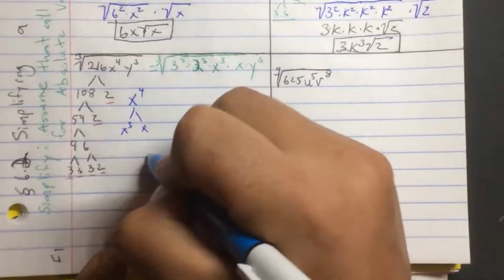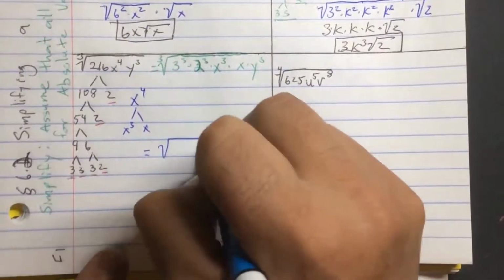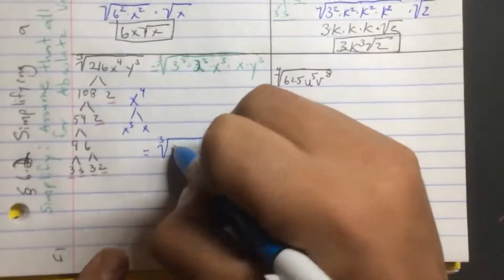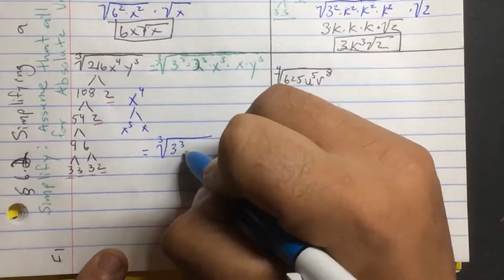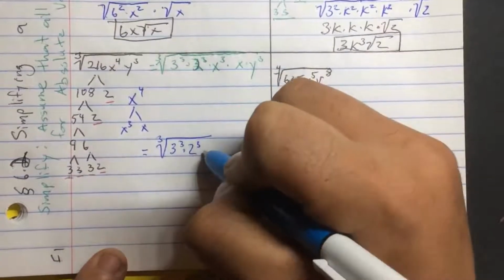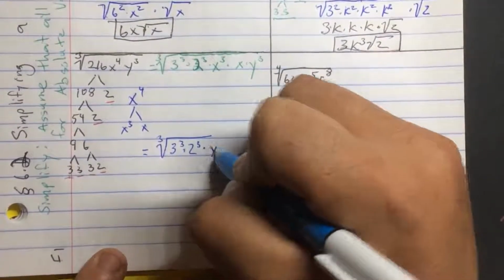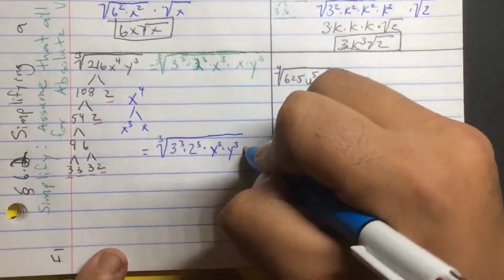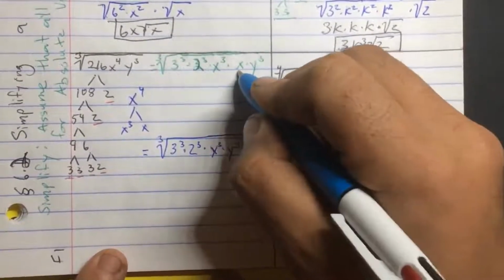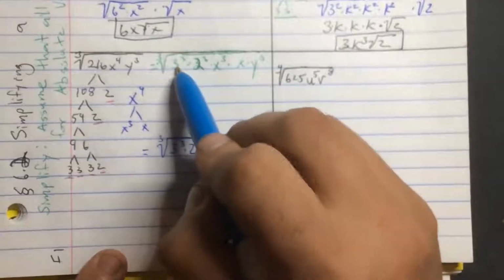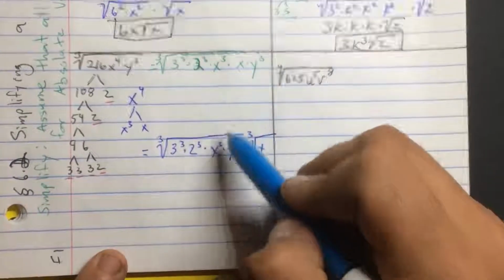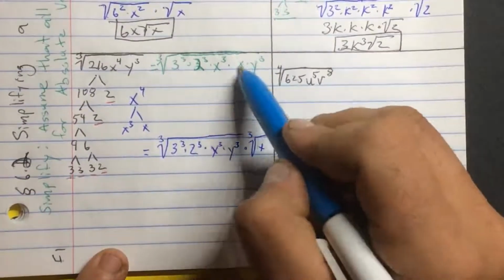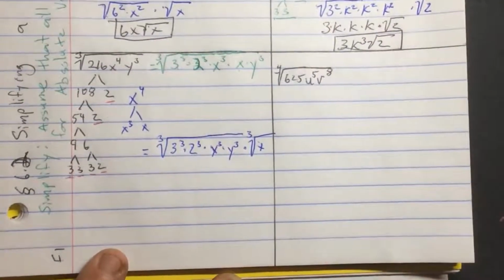So this is also going to equal over here. We have the cube root of 3 cubed times 2 cubed times x cubed times y cubed, and then times the cube root of x, the one that's left over. So once again, 3 cubed, 2 cubed, x cubed, y cubed, and then the x that's left over. So once again, this is going to come out.